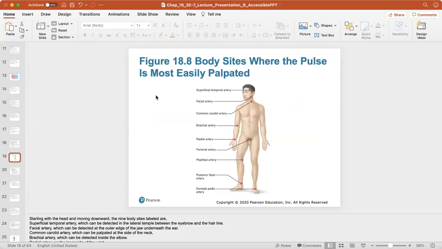So here are the body sites where the pulse is most easily palpated, and you can try this on yourself. The superficial temporal artery on your forehead, the facial artery, the common carotid artery, that's the one in the neck, the brachial artery, femoral artery, radial artery, popliteal artery, and then the dorsalis pedis artery. So you can even feel the pulse on the foot.